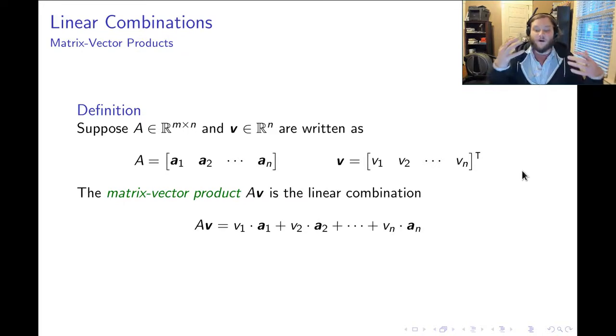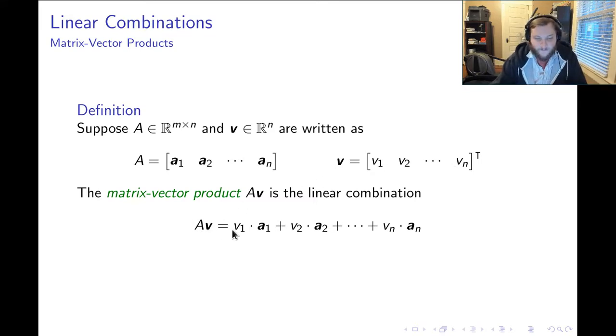So what do we do if the condition is met? By definition, the matrix vector product, A multiplied by V, is the linear combination of the columns of A where the scalars that we choose are the coordinates in V. So let's go through this equation. To take A and multiply by V means that we take a linear combination of the columns of A where the scalars we use in the linear combination are the coordinates inside of V.